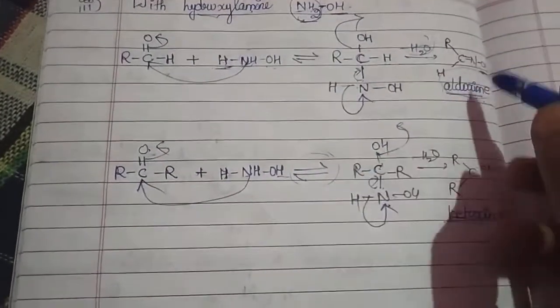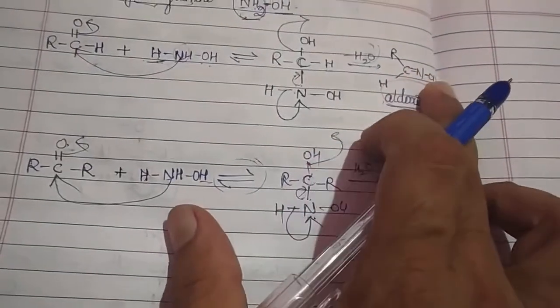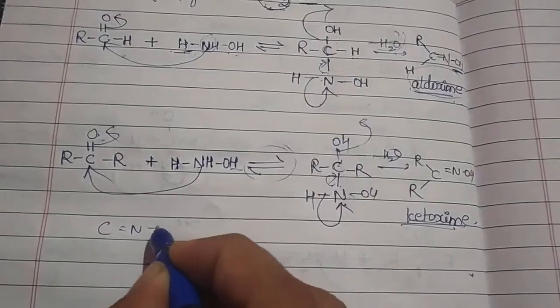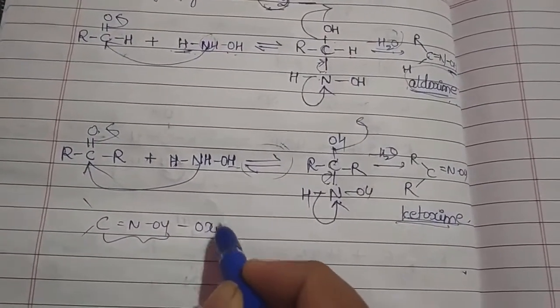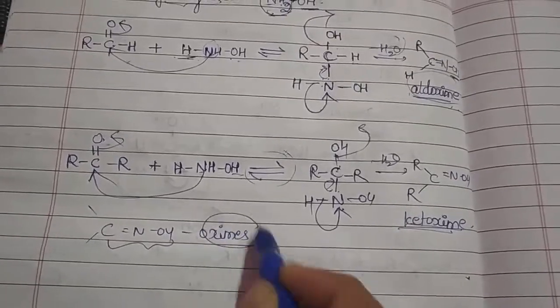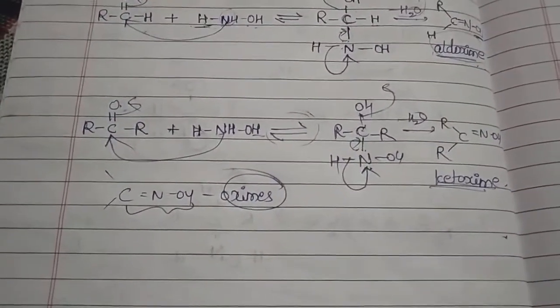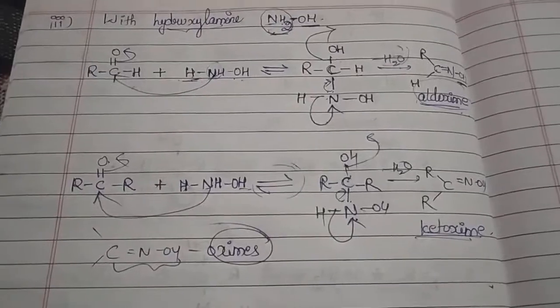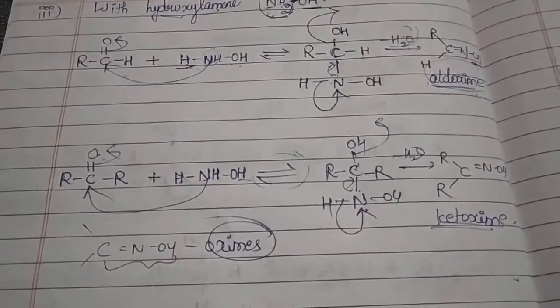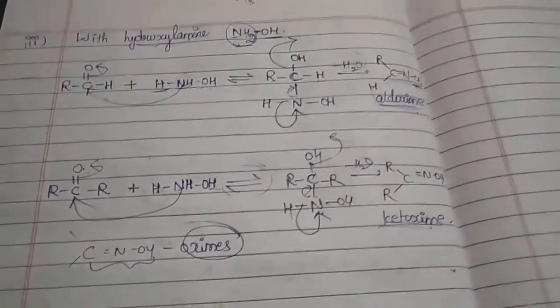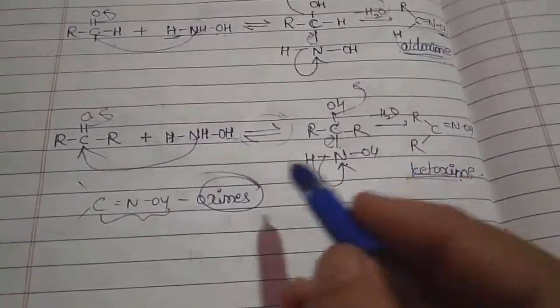Generally, if I talk about the C double bond NOH, when I'm taking just this part, generally they are called as what? Oximes. Able to understand? So what we came to know, whenever a carbonyl compound is treated with hydroxylamine, I repeat, with hydroxylamine, the final nucleophilic addition product you're getting is what?